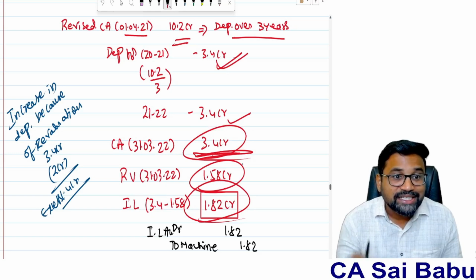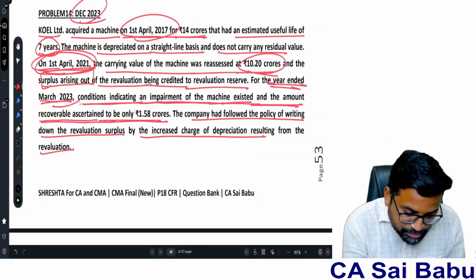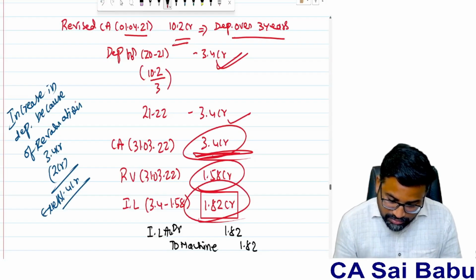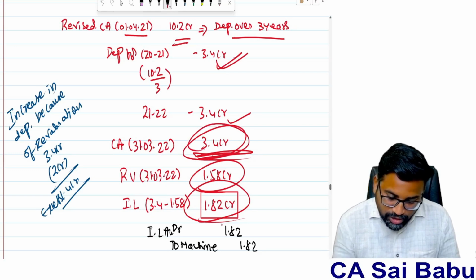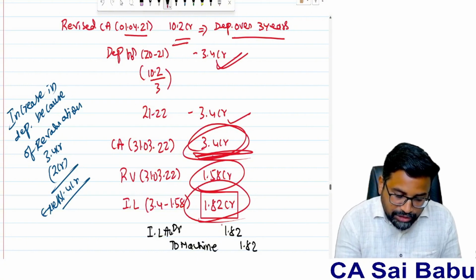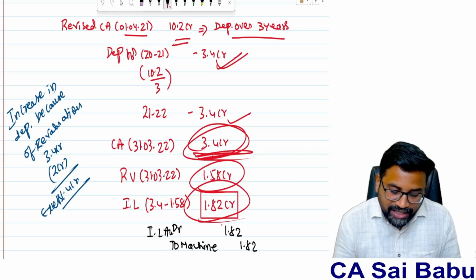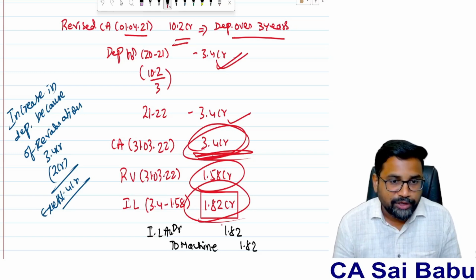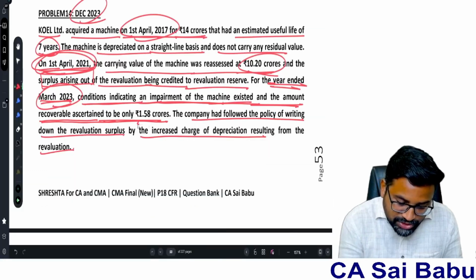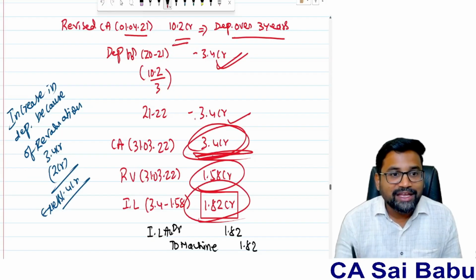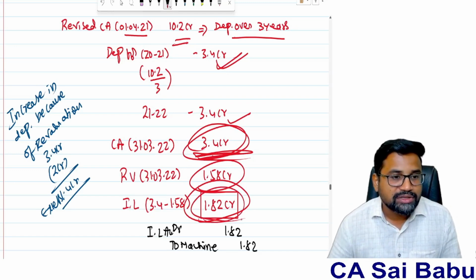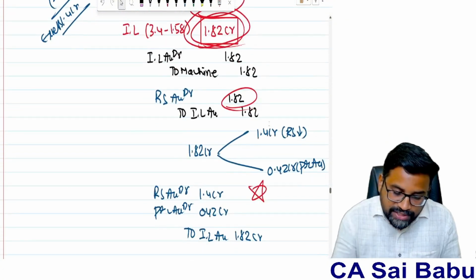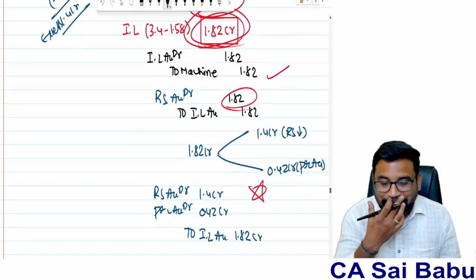Now you need to test it for impairment because on 31st March 2023, our carrying amount is 3.4 out of 10.2 on 1st April 2021. If I reduce 2 years depreciation, the carrying amount is 3.4. And the recoverable value they gave in the question is 1.58. So the carrying amount is more than the recoverable value by 1.82. So the impairment loss is 1.82. Therefore, what is the entry? Impairment loss to machine 1.82.